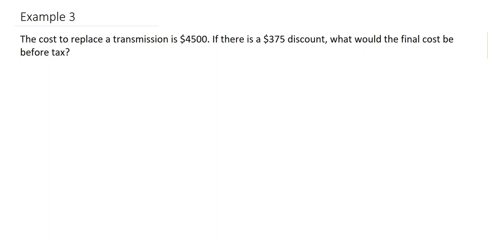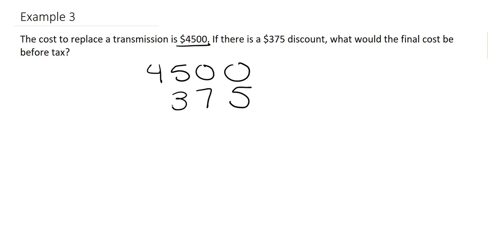Example 3. The cost to replace a transmission is $4,500. If there is a $375 discount, what would the final cost be before tax? So we have the cost of $4,500. Now we need to line up our place values. Now we're going to put the 5 in the 1 spot, the 7 in the tens, and then the 3 in the hundreds. So we lined it up. Notice we don't have a thousands for the second number, and that's okay. We can just leave it as is.